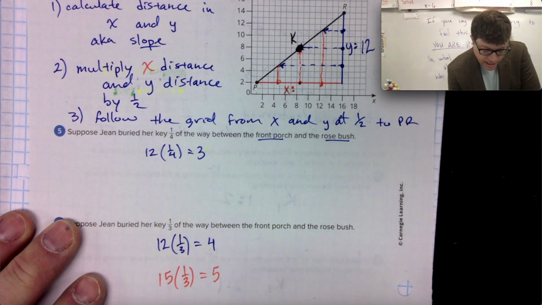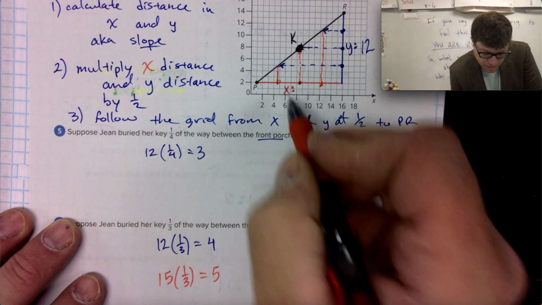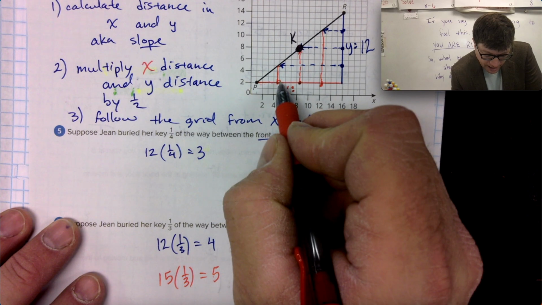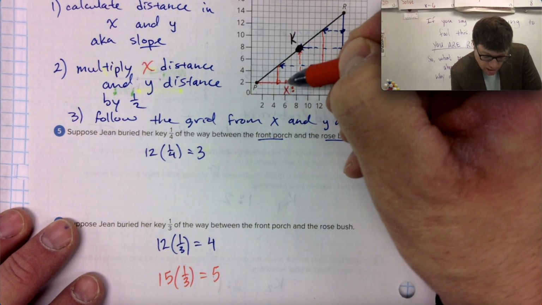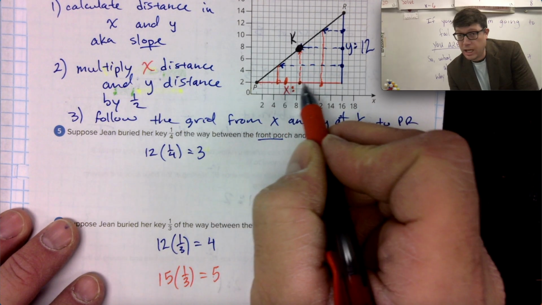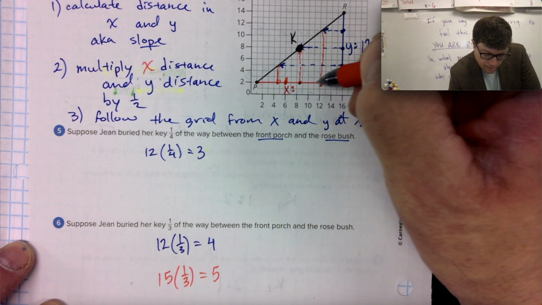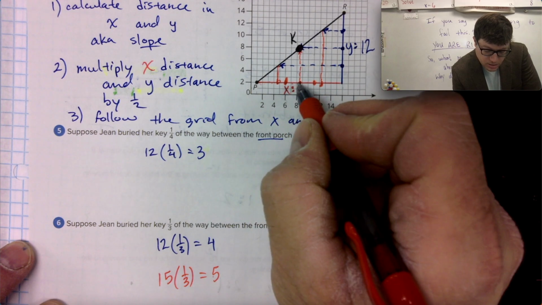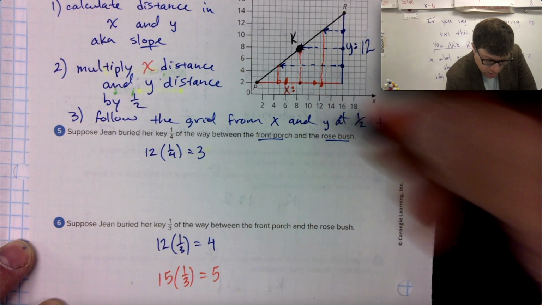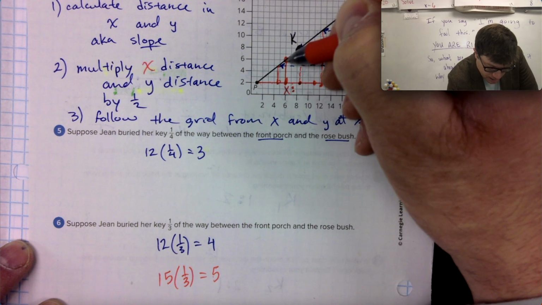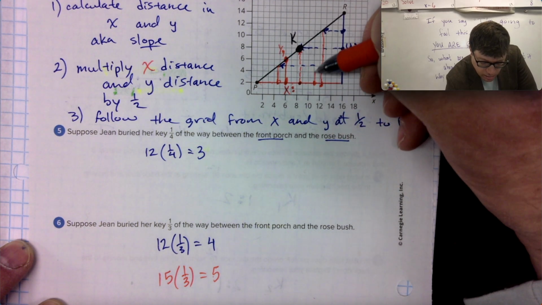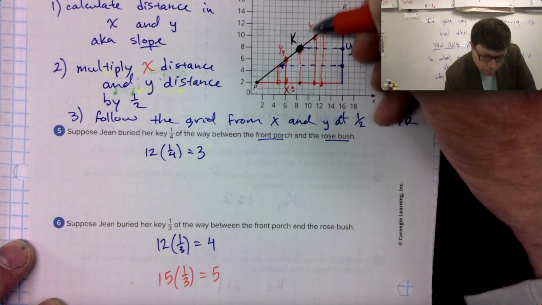Let's go. I'm going to count over 5 spaces in the X direction. 1, 2, 3, 4, 5. This would be the location that divides the X coordinate into 3 sections. I can count back. 1, 2, 3, 4, 5. There should be 5 spaces between them. Yes, there is. And if I go up to the grid, that would be the 1/3 location. Or if I go up to the grid here, that would be the 1/3 location.